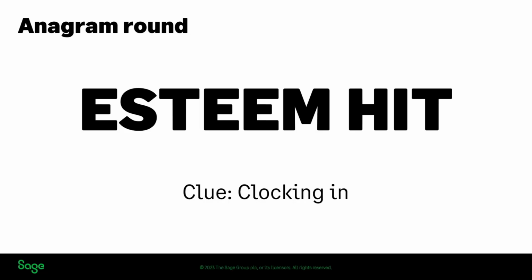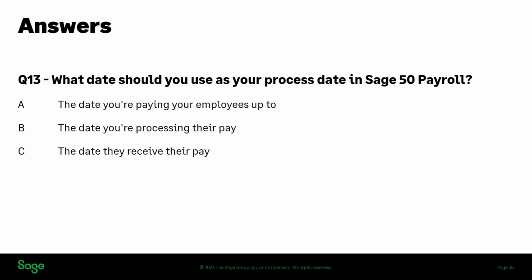But first, another anagram round. I know, exciting. We have one more anagram to run through. The clue is clocking in, and the word is esteem hit. So what does this change to? So answers again in the questions panel if you'd like, or of course you can simply write them down if you'd like to get involved. These are simply just bonus questions or bonus rounds for a little bit of fun, as it were. So completely optional for that. So it is a steam hit, and the clue is clocking in. So with that being said, let's move on and let's start revealing some answers.